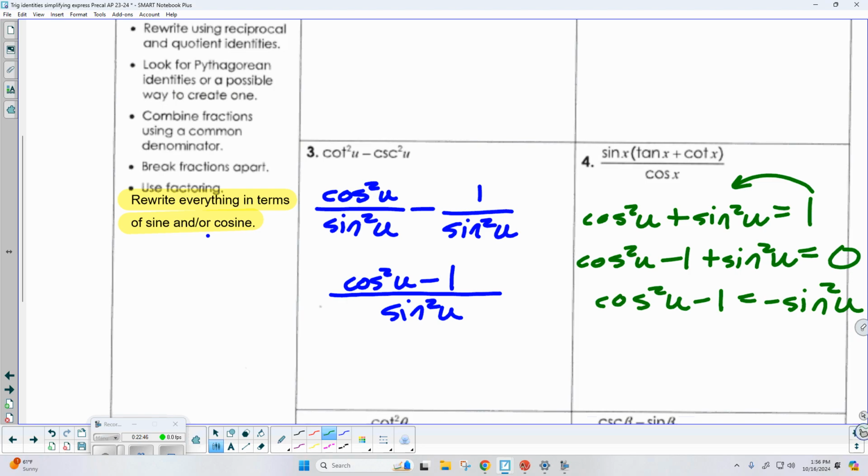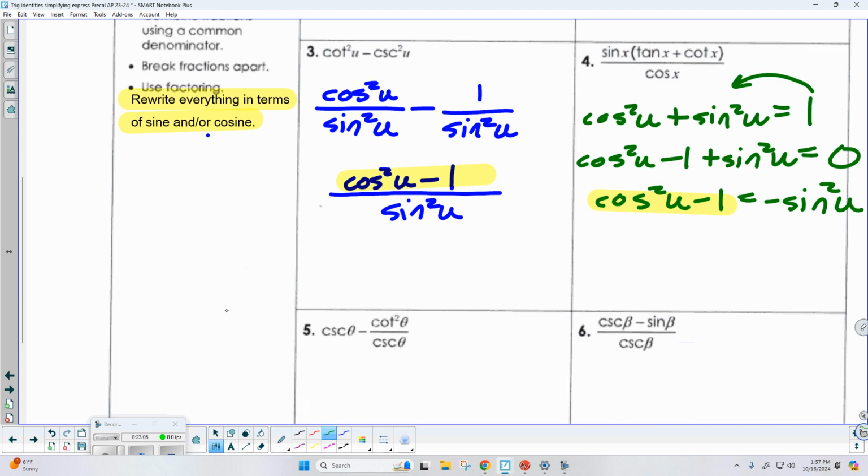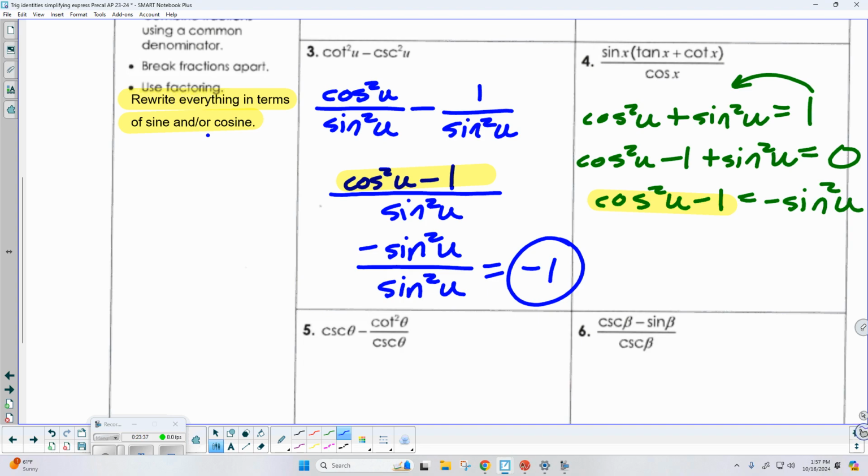Now I can use substitution. I rewrote this so that one side is cosine squared u minus 1. That's exactly what I've got in my numerator, so I'm just going to replace it. That equals negative sine squared of u. So negative sine squared of u over sine squared of u. Well, what's anything divided by its opposite? One's positive, one's negative, so what kind of 1? Negative 1. So that whole binomial up there actually equals negative 1.